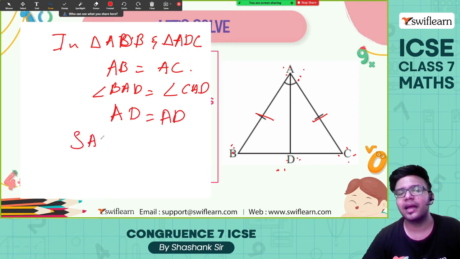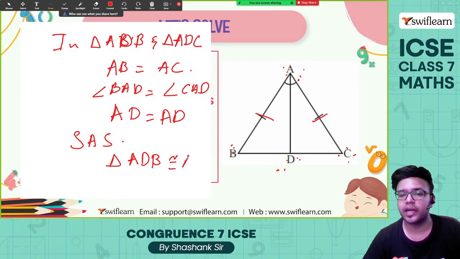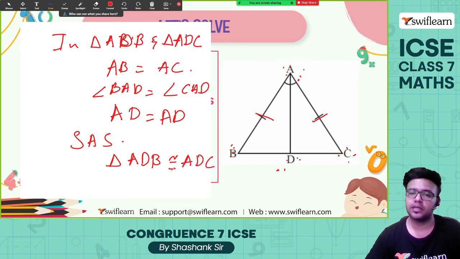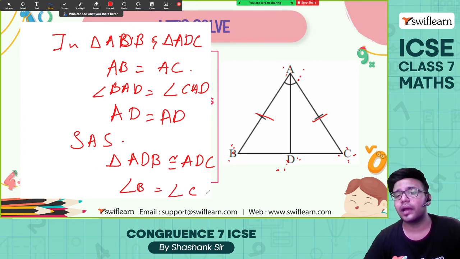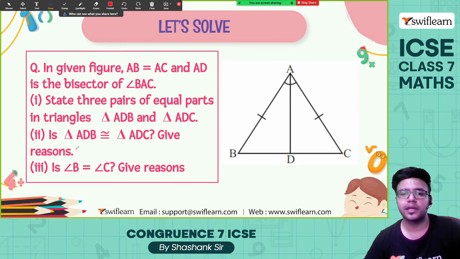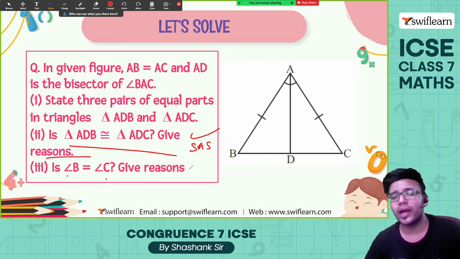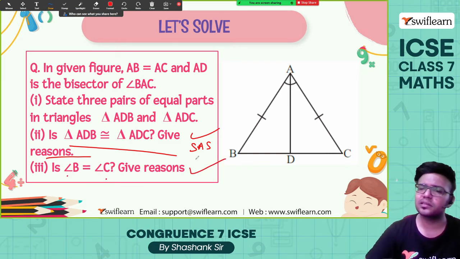From side angle side criteria, triangle ADB is congruent to triangle ADC. This implies BD is equal to CD. The angles are same, so we can also write angle B is equal to angle C. Is this give reasons? We have given reasons using SAS criteria. Is angle B equal to angle C? Yes, since they are congruent, these angles are equal.